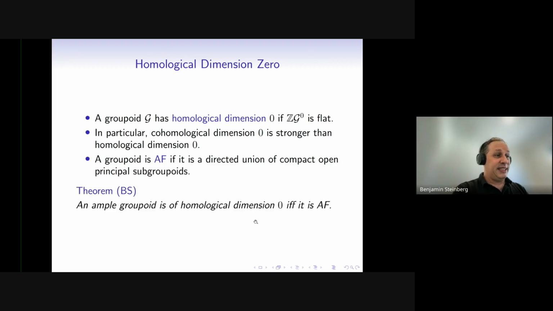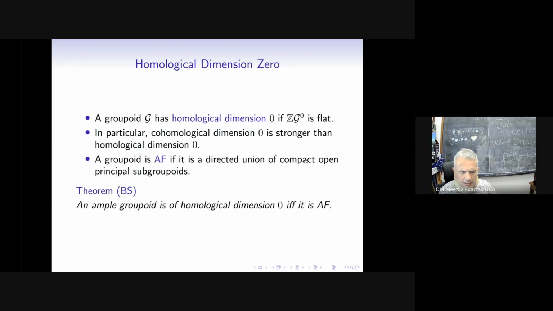And so I haven't put this anywhere yet, but homological dimension 0 is the same as being AF. So ZG0 is flat if and only if it's AF. So in particular, for our partial actions of free groups to not be homological dimension 1, the groupoid would have to be AF, which it can be.